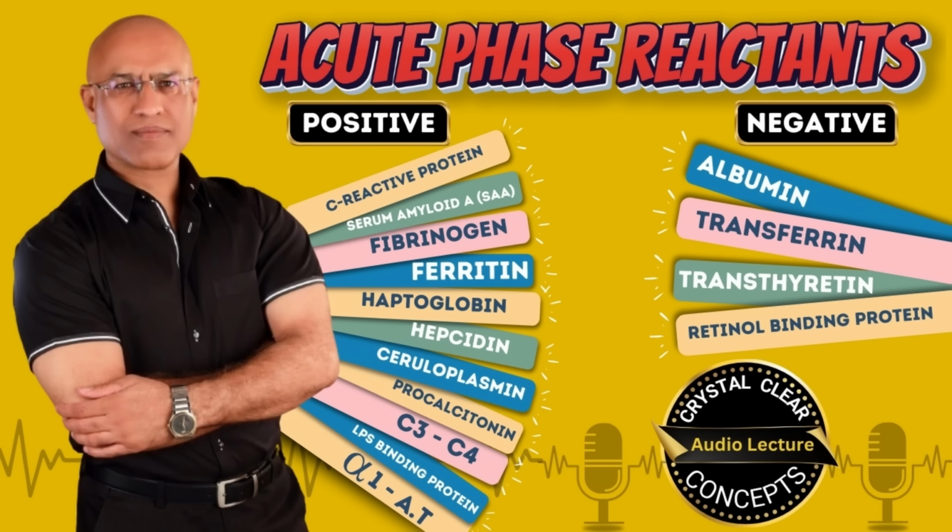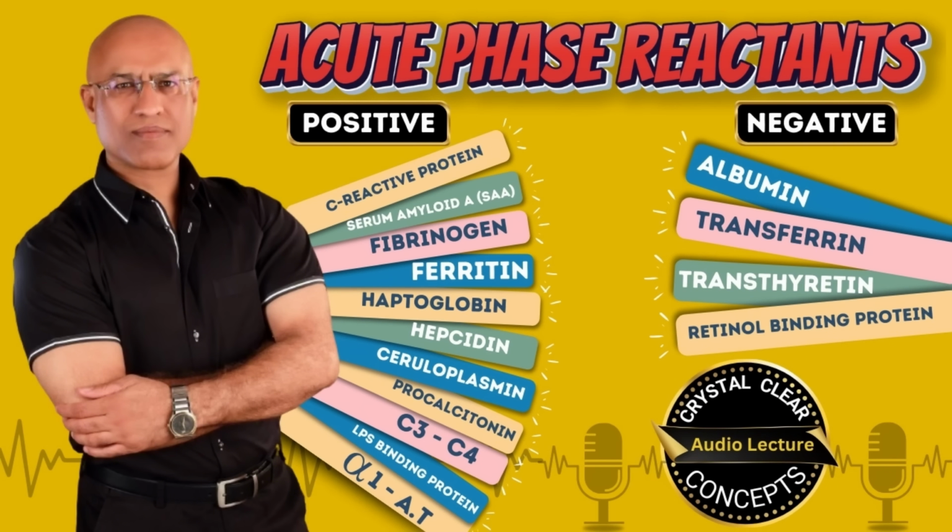right? And those acute phase proteins or acute phase reactants which increase in concentration, we call them positive acute phase reactants. And those which decrease in concentration in plasma, we call them negative acute phase reactants, right?